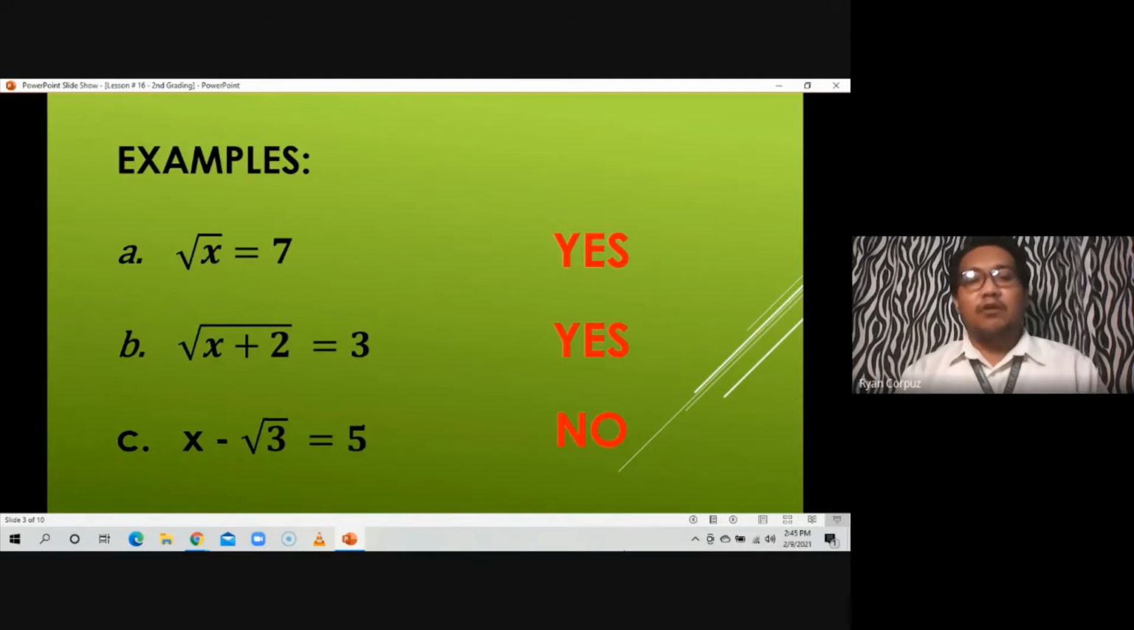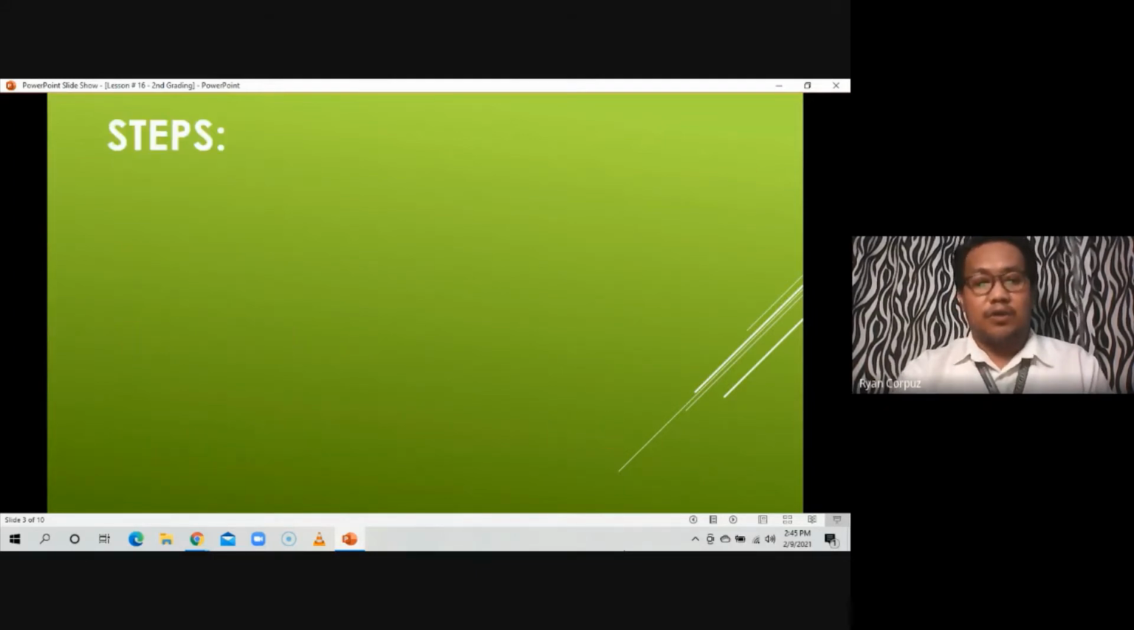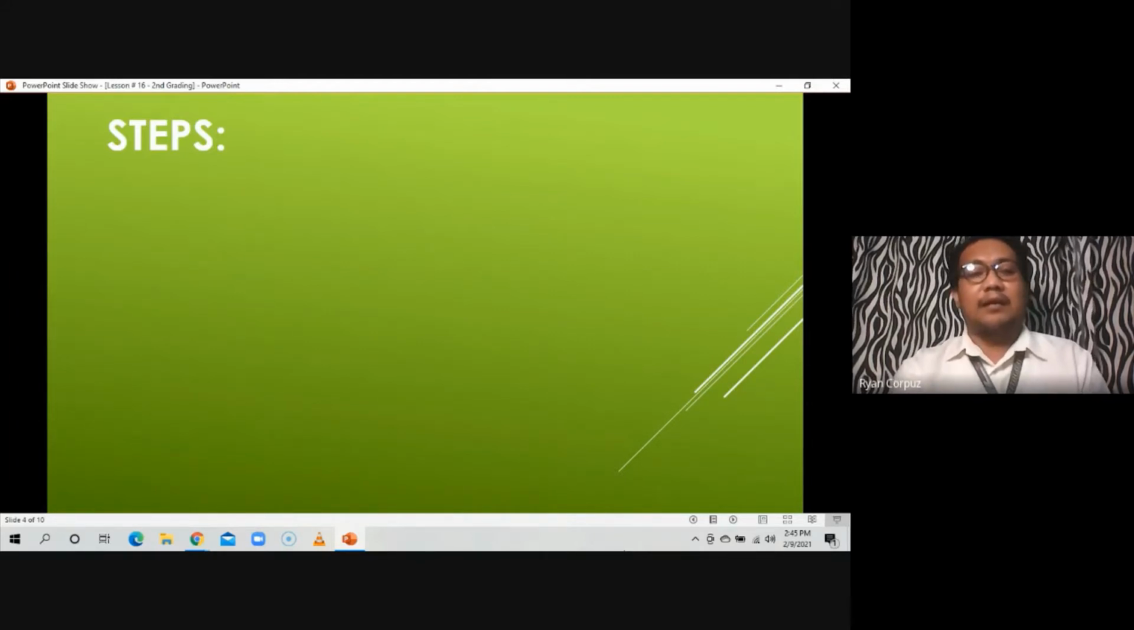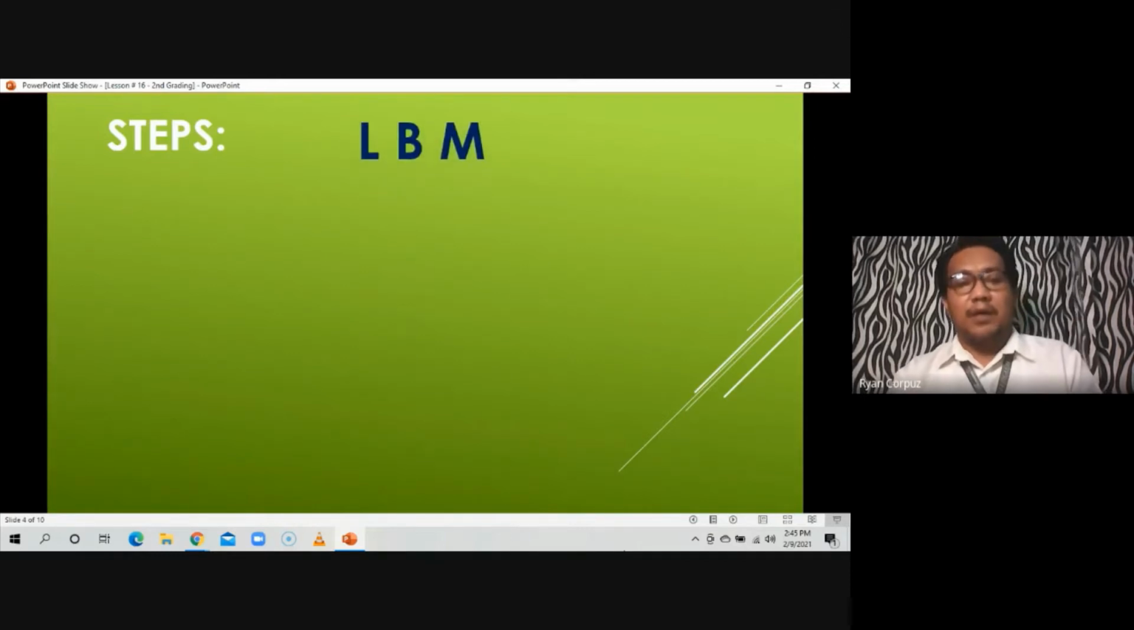In order for us to solve radical equations in a systematic manner, we are going to apply certain steps. Just like any other, the steps we are going to apply today we will hide in an acronym. This time, we will call our acronym LBM.